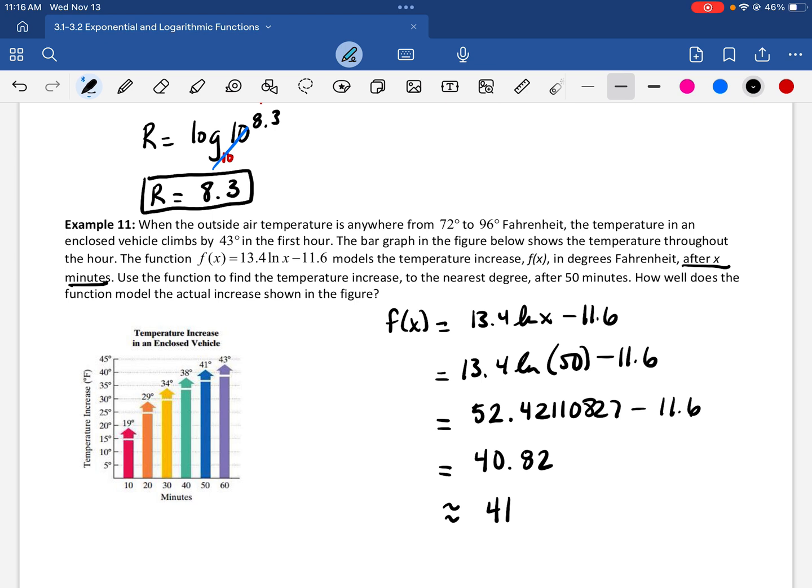And so then if I look at the chart here, at 50 minutes, that's the blue bar that you see there, we see that it was actually 41 degrees, and that is what we got when we plugged in 50 for x. So how well does it actually model the function? It models it very well, because we got basically exactly the same number for 50 when I plugged it into the equation as we did in the graph there.